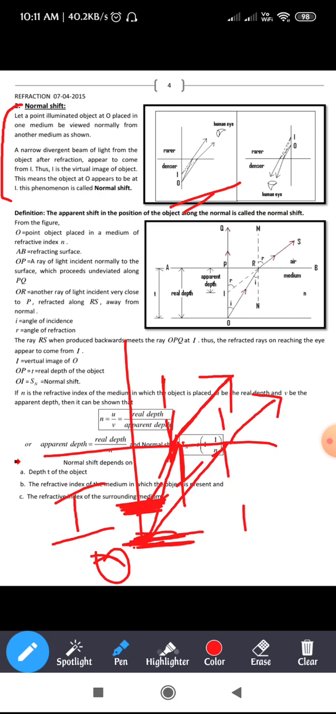Another example is when you go to the river, there will be fishes, right? When you see those small fishes, it appears like they are very close to you, but when you try to catch them, you'll come to know they are not very close, they are a little bit deeper. That itself is called the normal shift.